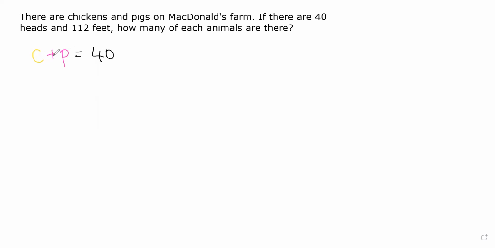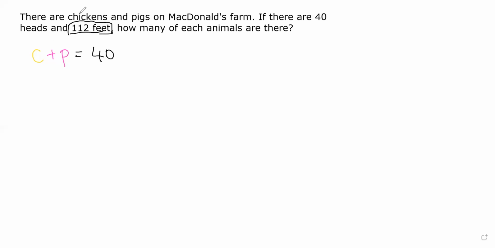But just this information isn't enough, right? We can have 20 chickens, 20 pigs. We can have 10 chickens, 30 pigs, right? They all add up to 40. So this information is not enough. But we're given another piece of information, which is there are 112 feet in total. Now, how do we use this information to help us?